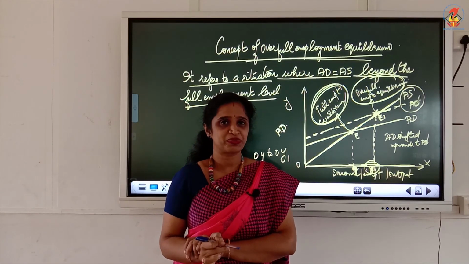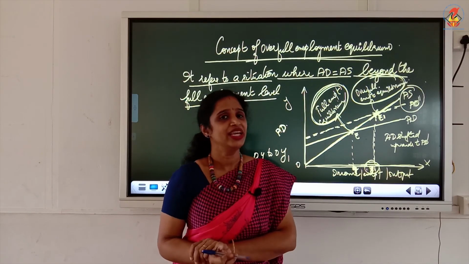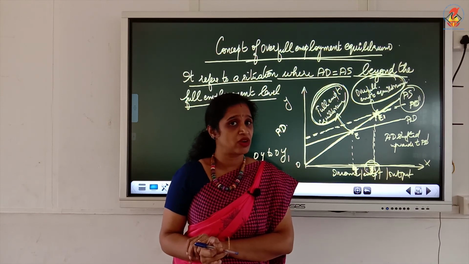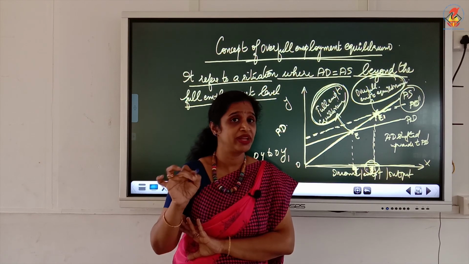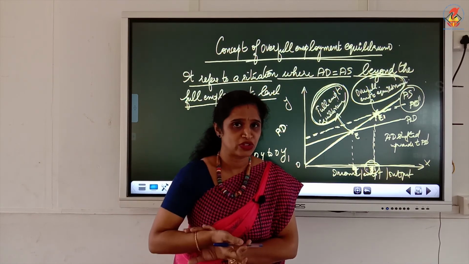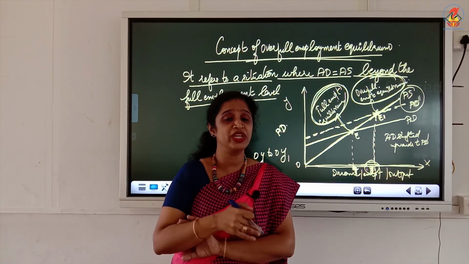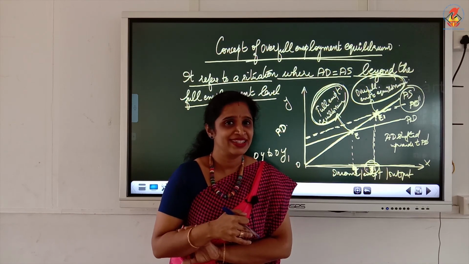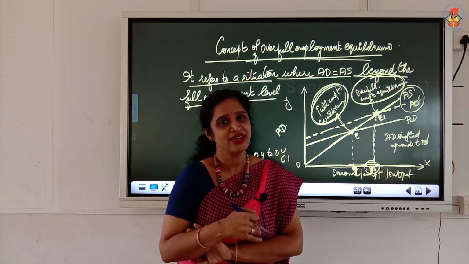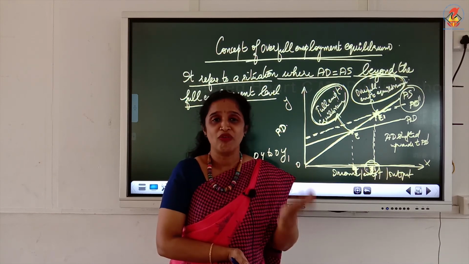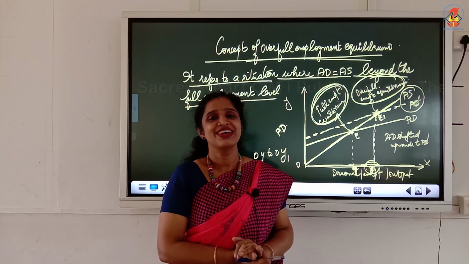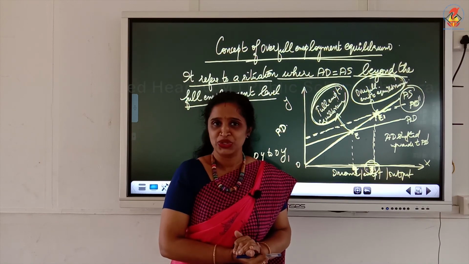This is the concept of overfull employment equilibrium. So I explain the concept once again. Overfull employment equilibrium can happen when there is overfull employment of resources, and equilibrium is happening between the new AD1 and the existing aggregate supply curve. So I hope the concepts of full employment equilibrium, overfull employment equilibrium and underemployment equilibrium are clear to you. Thank you.